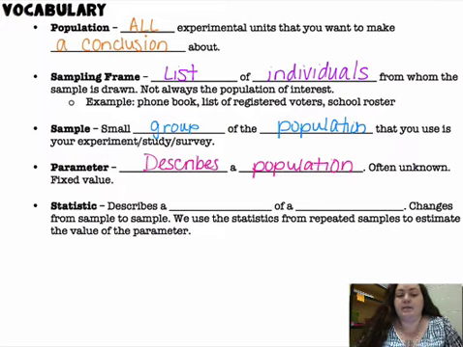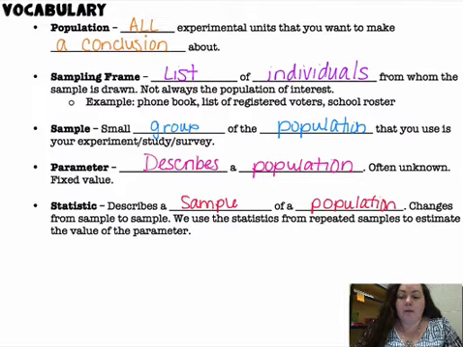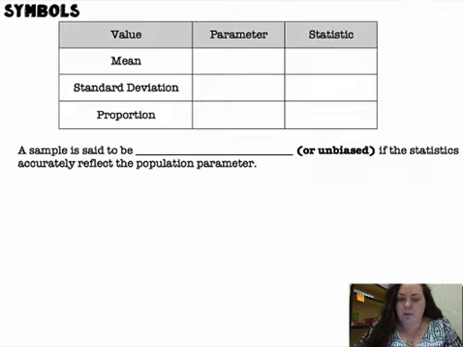A statistic describes a sample of the population. This changes from sample to sample when we use statistics from repeated samples to estimate the value of a parameter. So a parameter is describing the actual population, and the statistic is a sample of the population. So it just describes that one sample of the population.